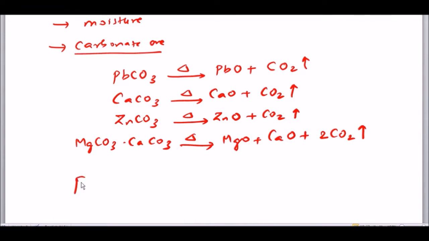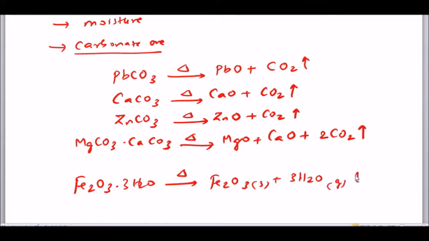Fe2O3, which is containing 3 times H2O. The water content can be removed on heating in absence of air, so it becomes Fe2O3 solid with the liberation of water, 3 times H2O. Water is getting vaporized. Water vapors are coming out.